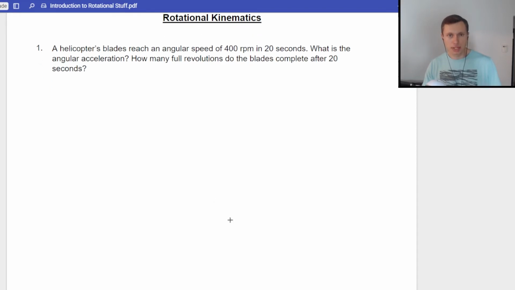So let's go ahead and jump into the first problem here. A helicopter's blades reach an angular speed of 400 RPM in 20 seconds. What is the angular acceleration? And then how many full rotations do the blades complete after 20 seconds?